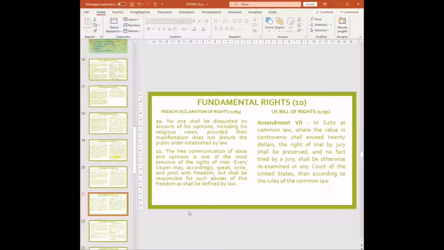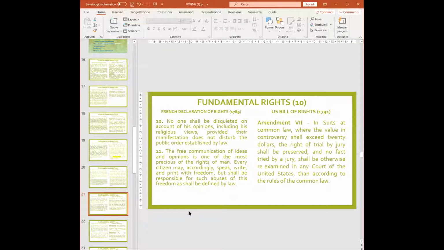So let's see how the French Revolution comes up. What is the solution given by the French Revolution to this problem? No one shall be disquieted on account of his opinion, including his religious views, provided the manifestation does not disturb public order established by law. So you see, there's already some kind of limitation. It says, you have freedom of opinion, but you must not disturb public order.